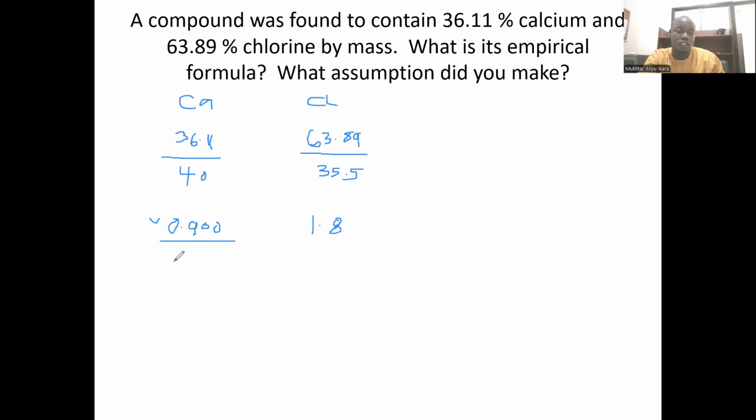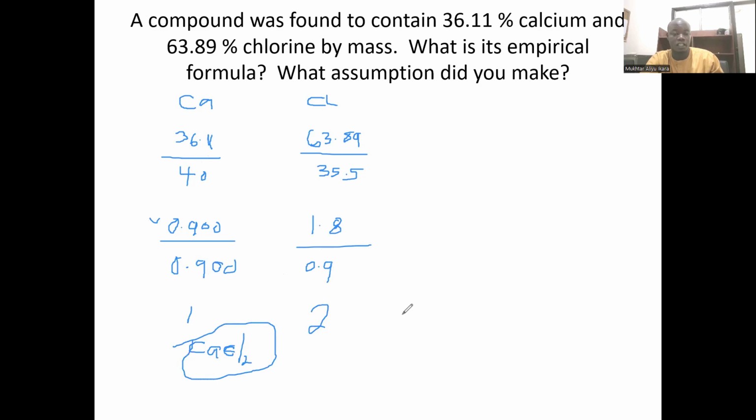So you have 0.90, and of course here we have 1.8. So we also divide by 0.9. So this one divided by this we have 1, and this one divided by this we have 2. So we have 1 ratio of calcium and 2 ratio of chlorine, and that is why we have CaCl2, that is calcium chloride. So this is how to calculate the empirical formula of the compound. So this is an alternative way of doing that.